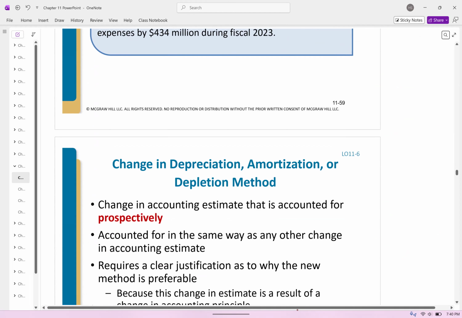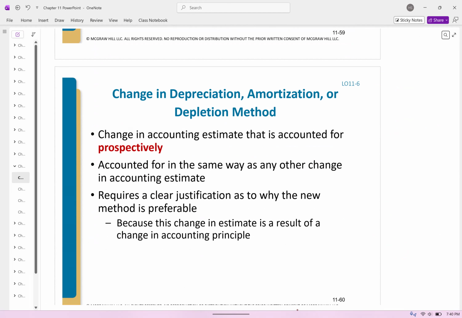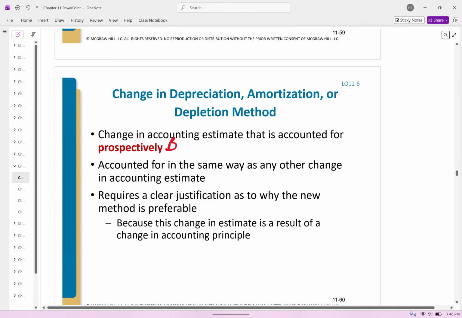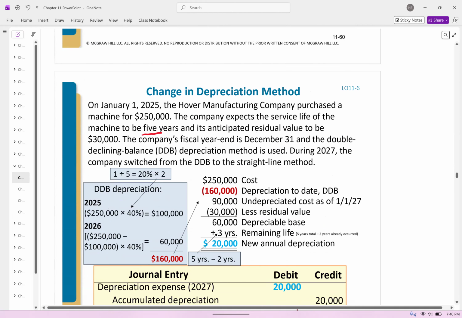And the last thing we're going to talk about in this video is changes in methods. So change in depreciation, amortization, or depletion method. So going from straight line to double declining, something like that. That will be going backward. So prospectively means going backward. I think I spelled it out somewhere. Okay. Going backwards. So they give us an example here.